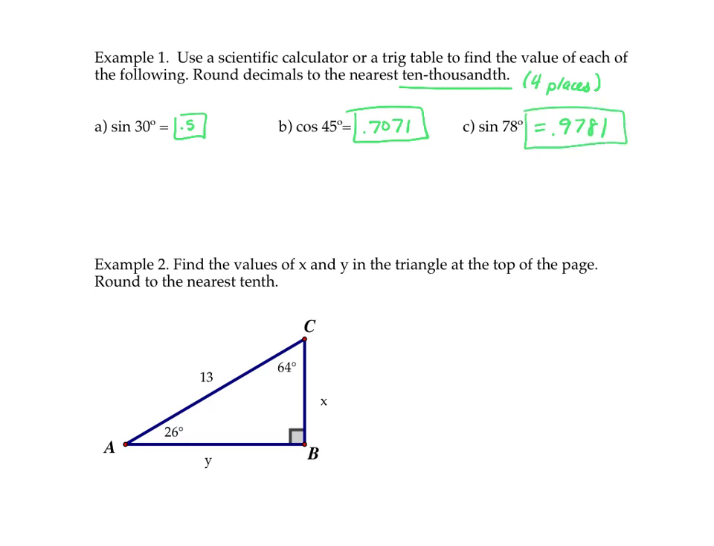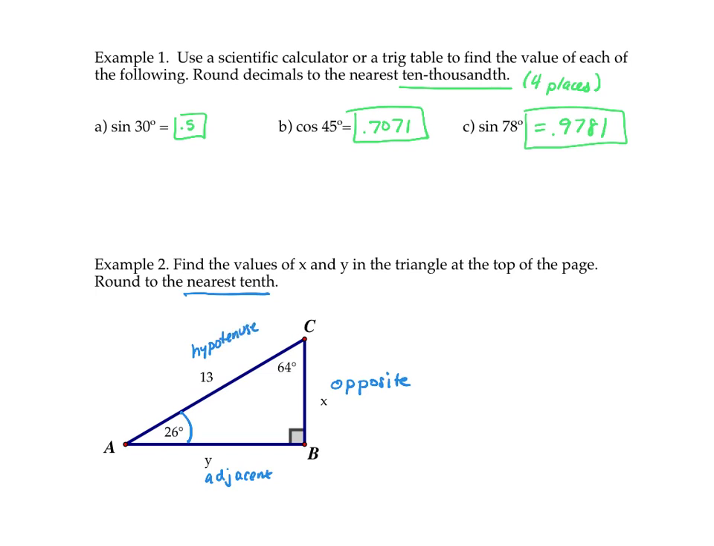Okay. So now in example 2, it says find the values of x and y in the triangle at the top of the page, and we want to round to the nearest tenth. So we're looking for side lengths, and we're going to solve for one at a time. Obviously, we can't solve for two things simultaneously. So I want to work with my angle marked with the 26 degrees, so I'm going to label my sides accordingly. Across from the angle A, or 26 degree angle, I see side x, so that's the opposite side. Y represents the adjacent side, and 13 is our hypotenuse.